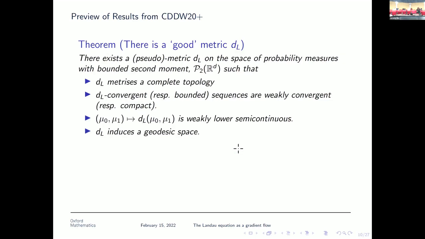Just to go through the first of the results that I want to share in this preprint with Jose, Matthias, and Laurent: there is a metric, which I call d sub L, or the Landau metric, and it satisfies nice properties on the space of probability measures with bounded central limits. It induces a complete topology, it's stronger than the weak topology, and you have various lower semi-continuity properties, plus this is a geodesic space.